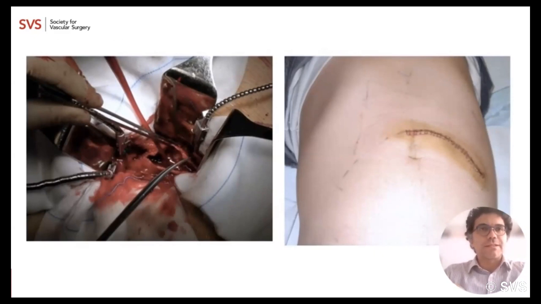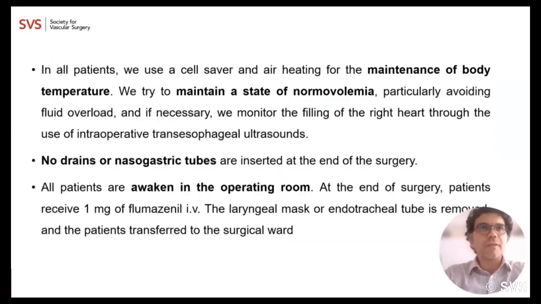Usually we perform this intervention in 3 or 4 people. In all patients, we use a cell saver. We try to maintain the body temperature, to maintain a state of normal volemia without fluid overload. And sometimes our anesthesiologists check this volemia with transesophageal ultrasound. We don't put drains or nasogastric tubes at the end of the surgery, and all of the patients are awakened in the operating room.